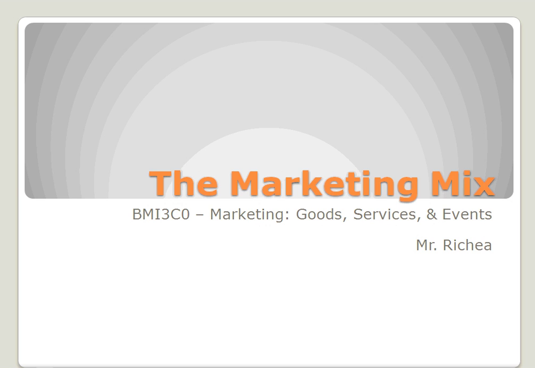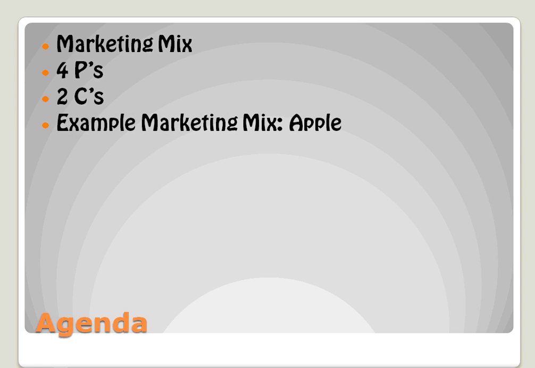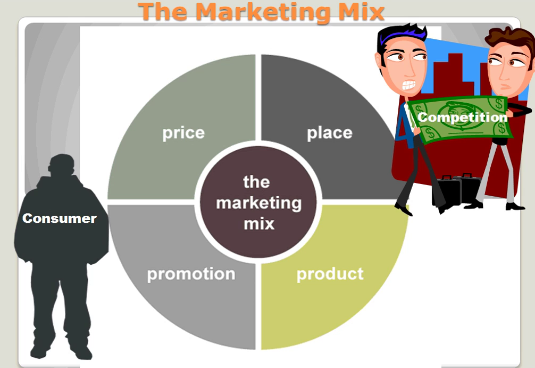Today we're going to take a look at marketing and the marketing mix. This is going to lay the foundation for the rest of the course. So we're going to take a look at what is the marketing mix, and we're going to break that down into the 4 P's and the 2 C's. From there, we're going to take a look at an example of a marketing mix, which is Apple. Many of you are familiar with this company. I figure what better way to show you a company's marketing mix.